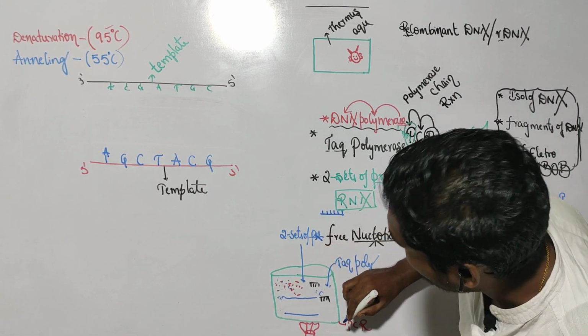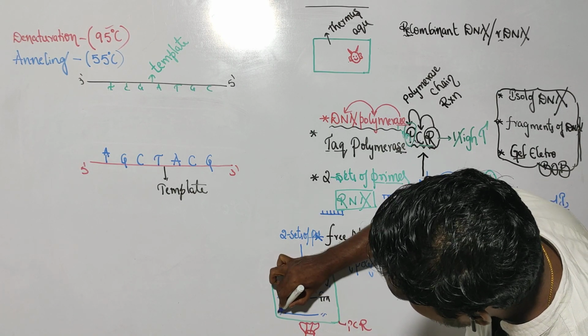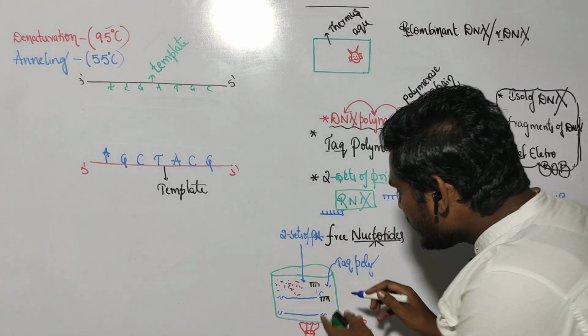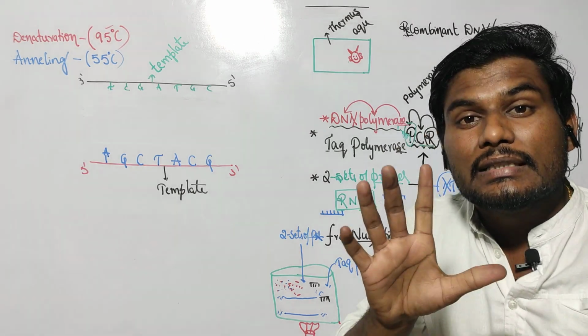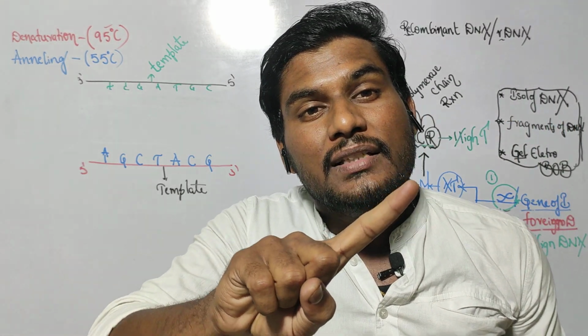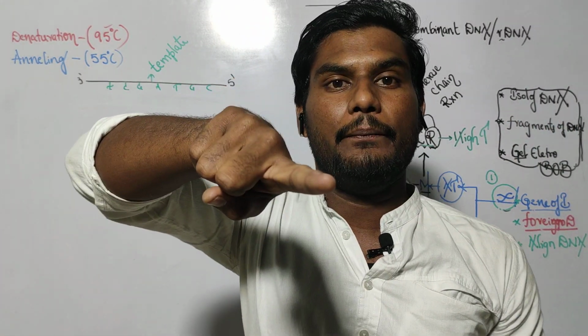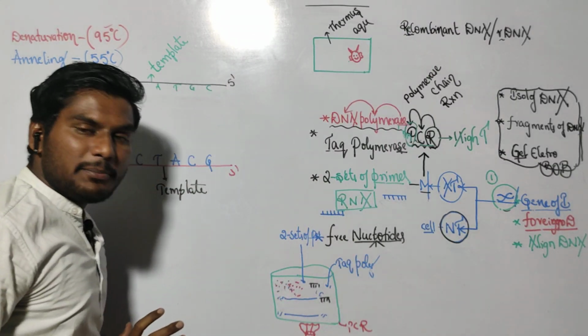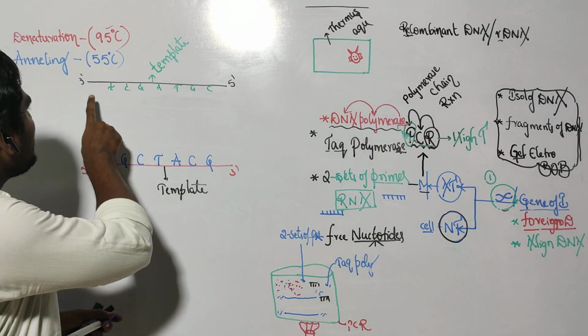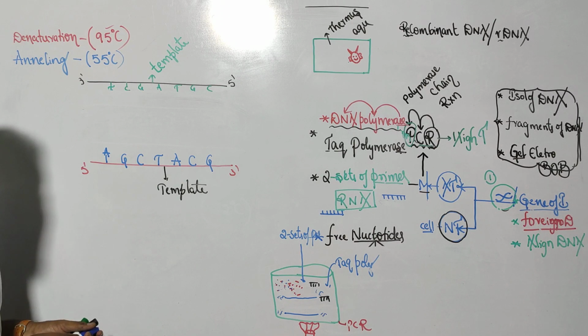It is what prime? 5'. And it is what prime? 3'. And it is what prime? 5'. Now, where these two sets of primers are moving, the primer will always reach towards 3'. Okay, fine. Where is 3' present? For this strand, 3' is here.